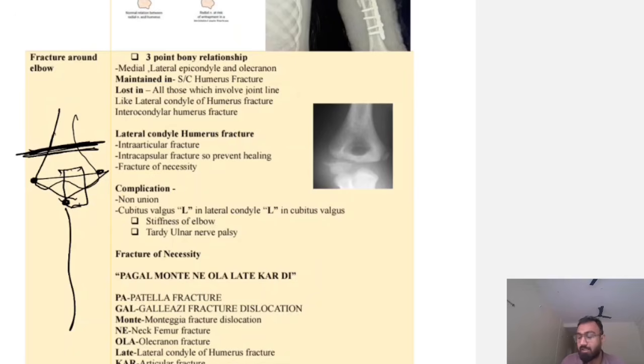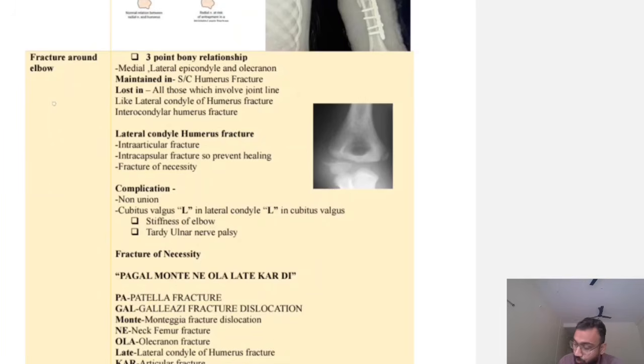Now let's assume the fracture is in the lateral condyle of the humerus. So fracture at this level is going inside, disrupting the 3-point bony relationship. Fracture could be at the intercondylar level, fracture at this level, so it is also disrupting the 3-point bony relationship.